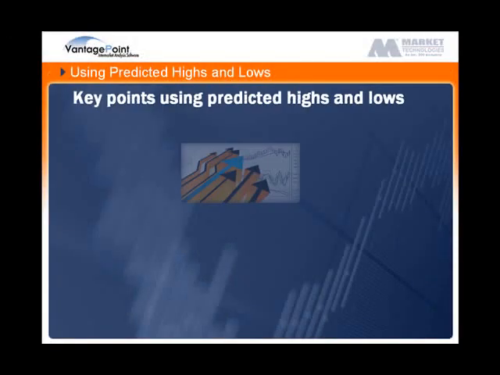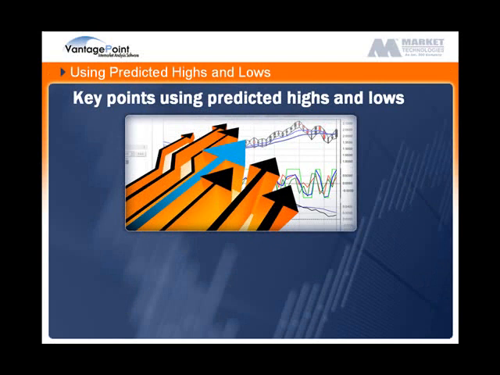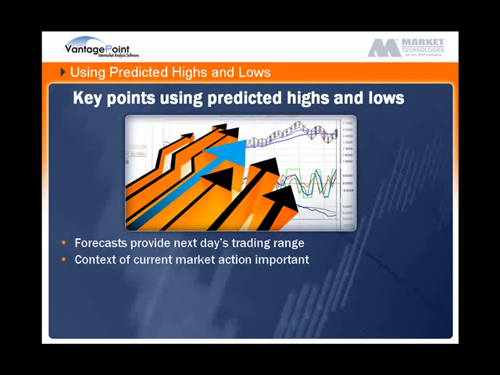Now let's review some of the key points that we can implement using the predicted highs and lows. First, what we need to know about the highs and lows is that the forecast provides you with the next day's predicted trading range. Knowing the range helps you determine how you might want to trade. Secondly, you must keep the context of the current market action in mind, because that will determine some of the breakouts and other ways that you might want to use the predicted highs and lows. Third, with the breakout criteria, you have the possibility of setting entry and exit points at a variety of points depending upon your tolerance for risk.